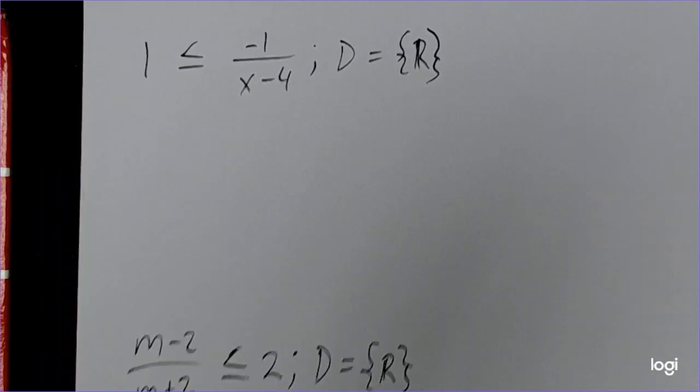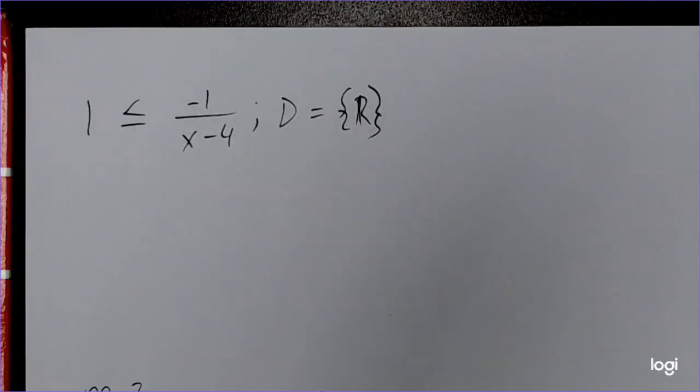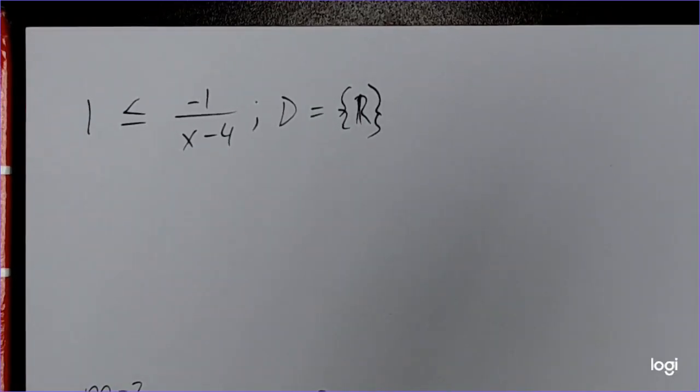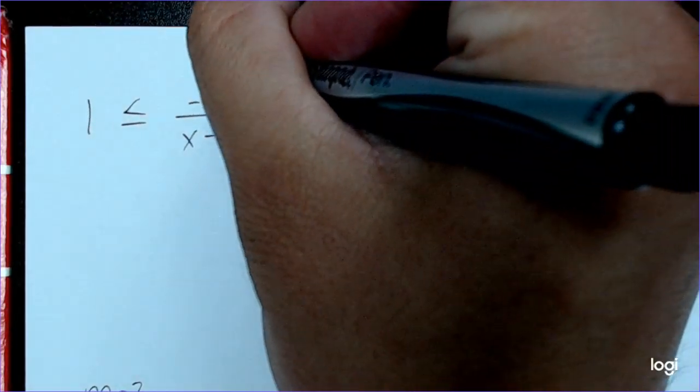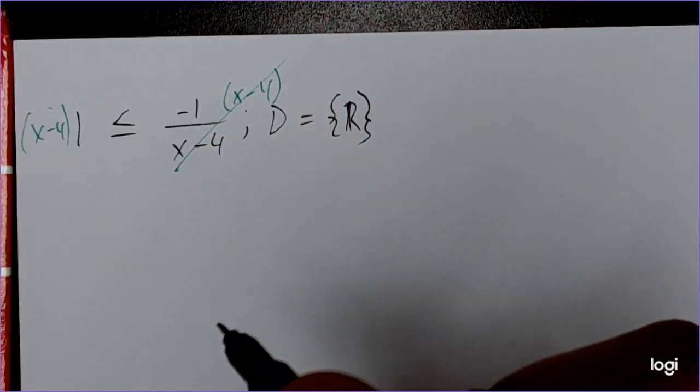Okay, so here's our first example. We've got 1 is less than or equal to negative 1 over x minus 4, with the domain being reals. So just like any of our fractional equations, the first thing we want to do, if we want to get rid of this denominator, the way we're going to do that, we're going to multiply each side by the denominator. So if I multiply this side by x minus 4 and this side by x minus 4, that fraction is going to go away. But I have to distribute on the left side now.